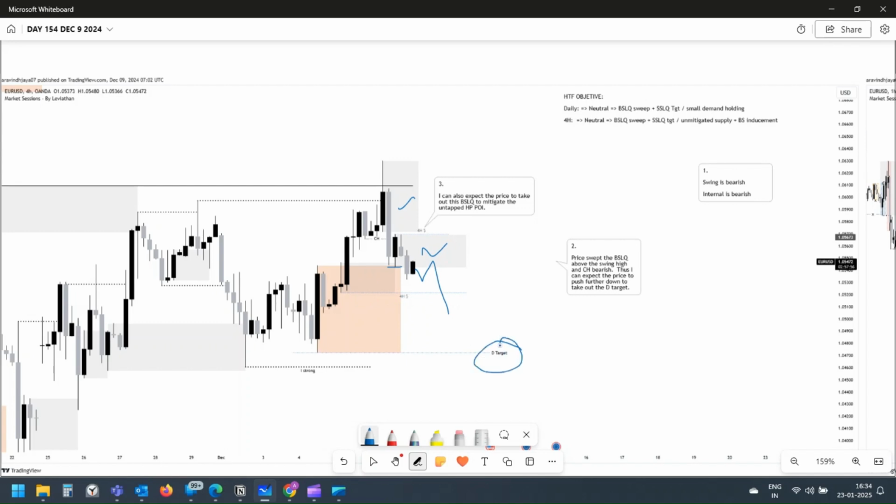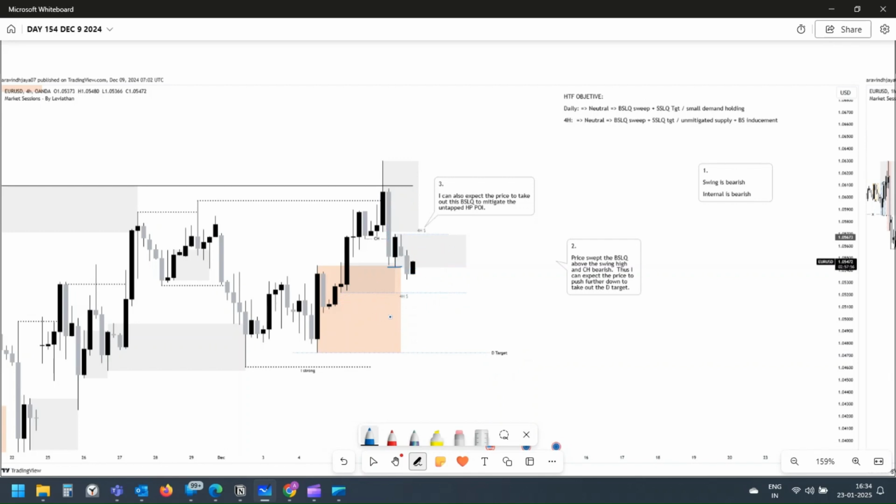But I'm not expecting the price to go all the way to this daily target because that requires an enormous amount of liquidity and an enormous amount of money to be involved. But what I can currently expect is this fractal structure to hold and push the price down to this 4-hour sell side liquidity below this one.